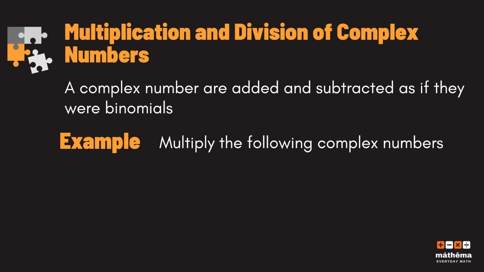So, for example, we have here the quantity of 4 plus 5i times the quantity of 2 minus 3i. Again, we're going to make use of the FOIL method, or we're going to distribute, to get the product of these complex numbers. So we are going to multiply 4 times 2. That will give us 8.